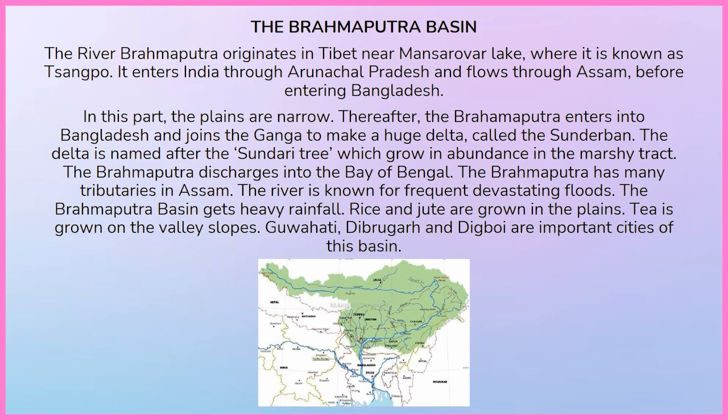The delta is named after the Sundari tree, which grows in abundance in the marshy tract. The Brahmaputra discharges into the Bay of Bengal. The Brahmaputra has many tributaries in Assam. The river is known for frequent devastating floods. The Brahmaputra basin gets heavy rainfall.